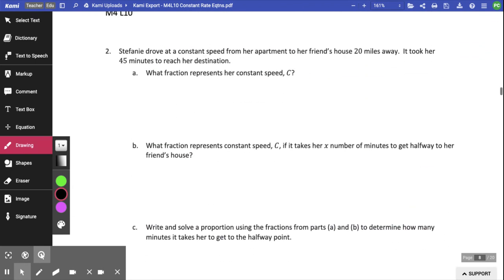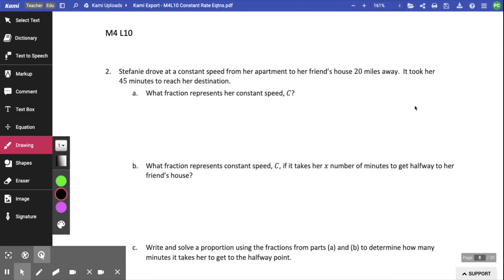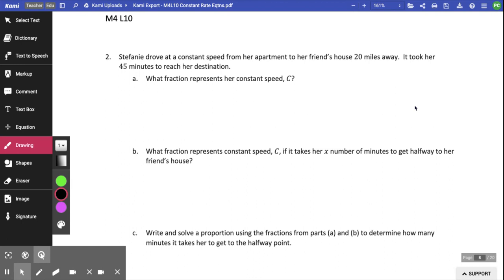So let's get started with number 2. It is very similar to number 1. Just again, be careful for what the question is asking you for and what information it gives you. Be sure that you are paying attention to those things.